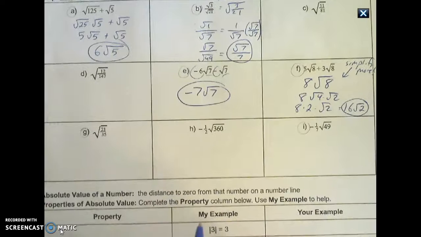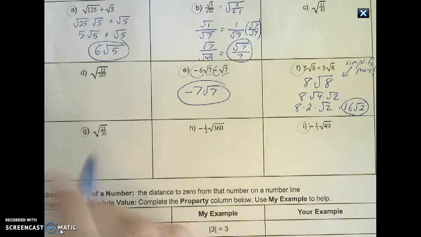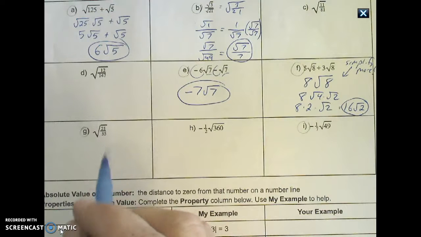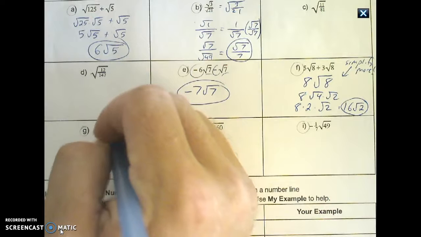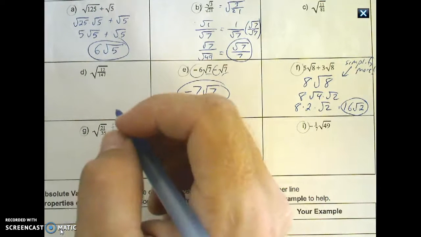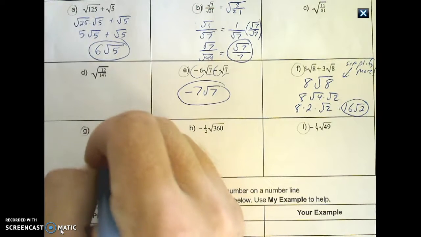Moving on. Part G. Okay, root 21 over 35. Always do yourself a favor. See if any number can go into both 21 and 35. A little sleuthing around, you can find out that 7 goes into both of these. So up top, I get root 3. Down low, I get root 5.